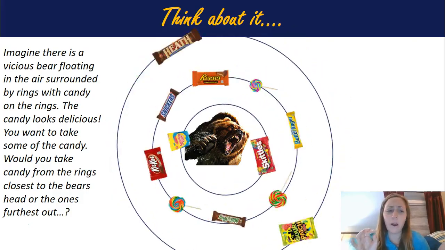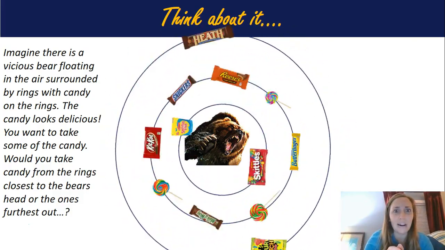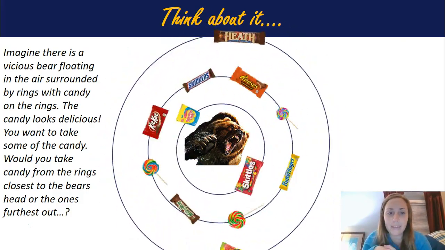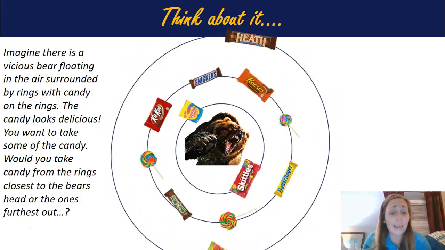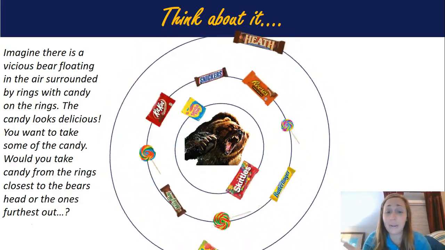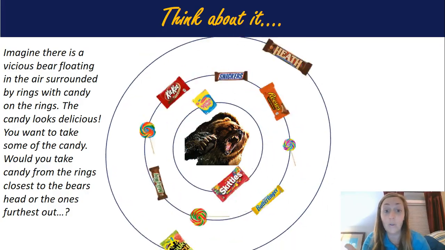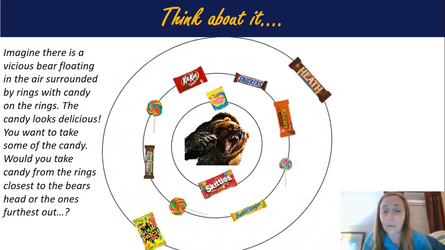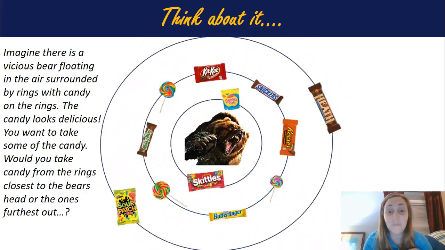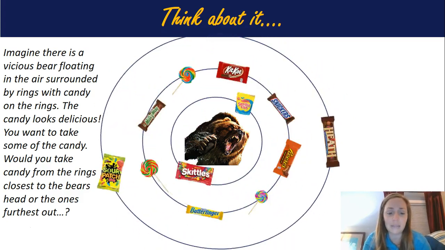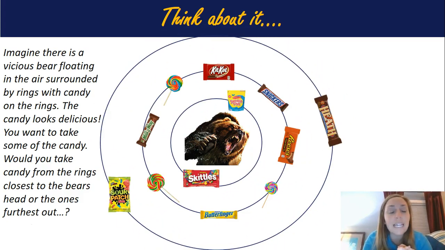Are you going to try and grab one that's closest to this bear or maybe on the outside? I love a good Snickers bar as much as everyone else, but I'm not reaching near that bear. I'm going to go for the Heath bar or something on the very outside because it's further away from getting mauled to death. Okay, so electrons are kind of like that.